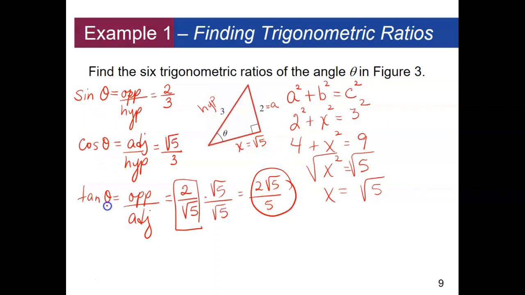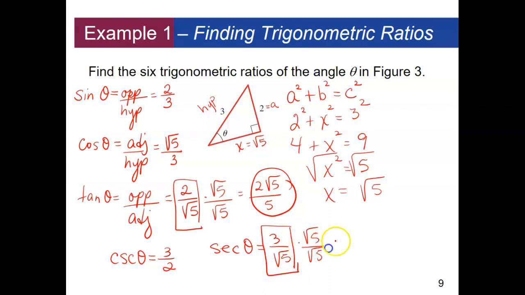So once I have these basic 3, the rest is pretty easy. We know that the reciprocal of sine is cosecant. So I'm just going to take the reciprocal of sine, which is going to be 3/2. The reciprocal of cosine is secant. So I'm going to take the reciprocal of this, and I'm going to have 3 over the square root of 5. Again, I can give it like that, or if I rationalize it, I'm going to have 3 square root of 5 over 5.